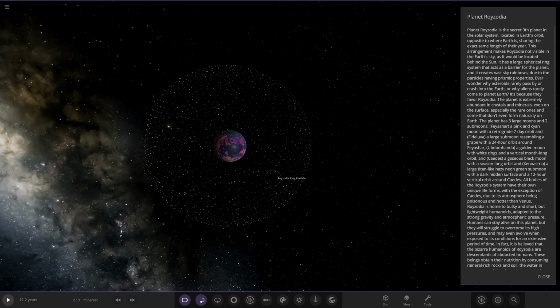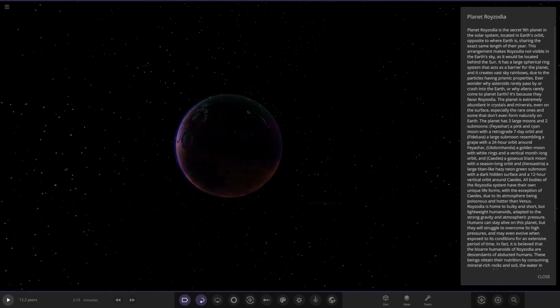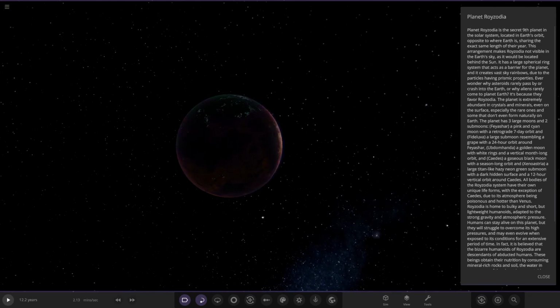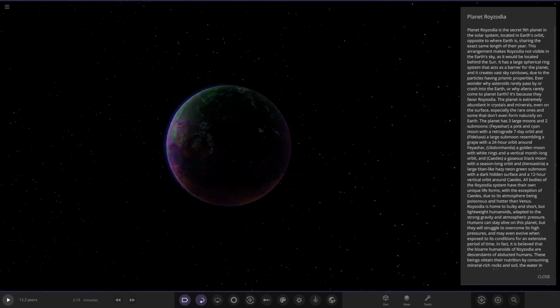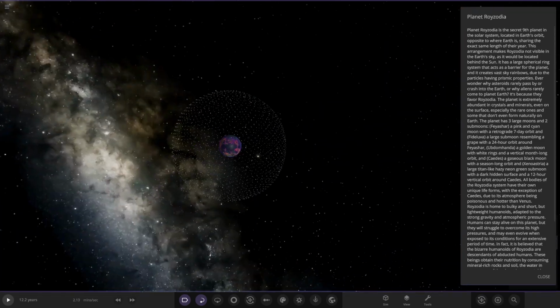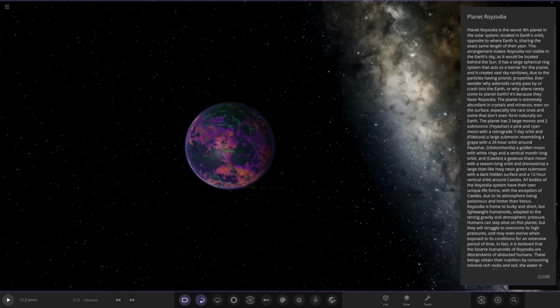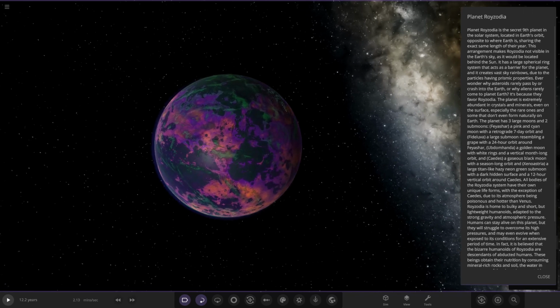Yeah, in theory, if it's completely opposite Earth, that means the sun will be in between them at all times. So actually, what we can do, we can do it as an example in the next simulation. So that'd be quite cool. Right, so it will be located behind the sun. It has a large spherical ring system that acts as a barrier for the planet and creates vast sky rainbows due to the particles having prismatic properties. Ever wonder why asteroids rarely pass by or crash into Earth, or why aliens rarely come to planet Earth? It's because they favour Roy Zodia.